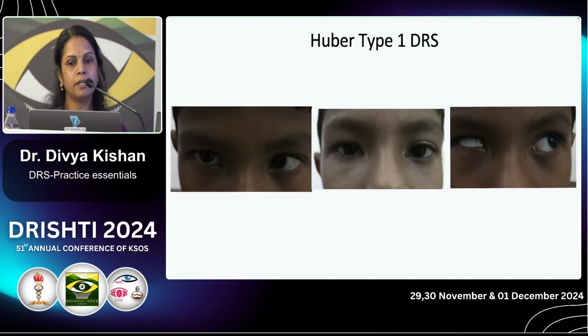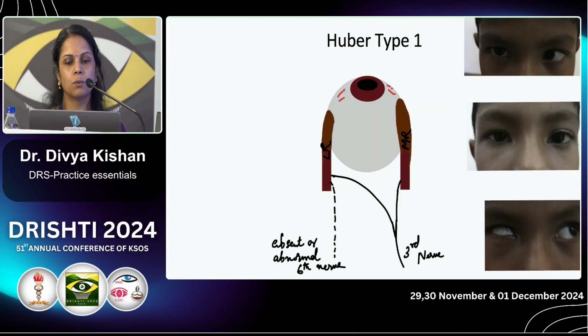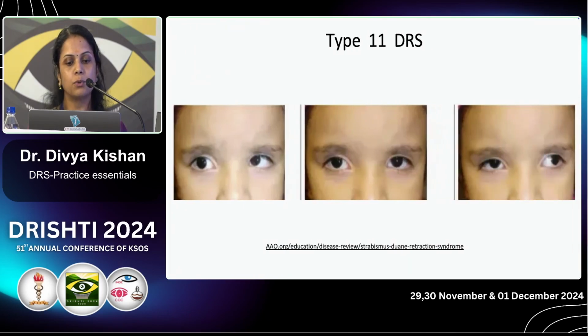This is type 1 Duane's retraction syndrome, and as you can see here in the right eye, the patient has defective abduction, and on attempted adduction there is narrowing of the palpebral fissure and retraction of the globe. So what causes Huber type 1? As we know, it is the third nerve that supplies the medial rectus and the sixth nerve the lateral rectus. But in this particular condition, the third nerve gives aberrant branches to the lateral rectus. So adduction is normal because of the third nerve, but on abduction, there is co-contraction of the medial rectus, which causes abduction restriction.